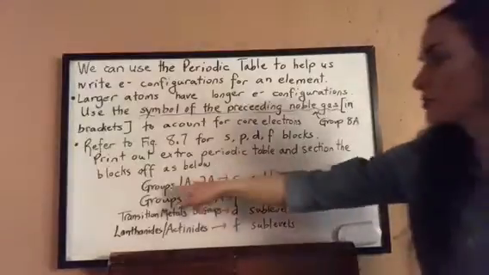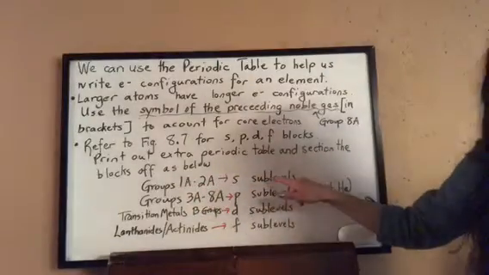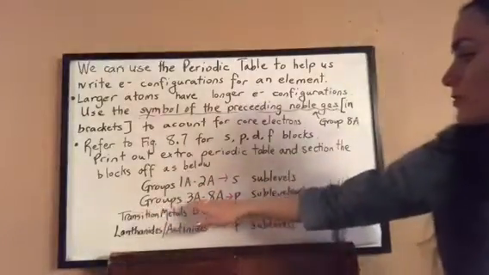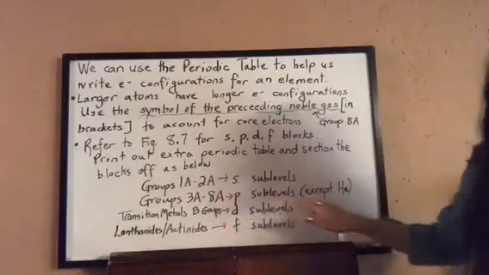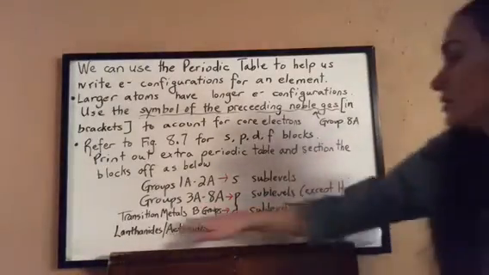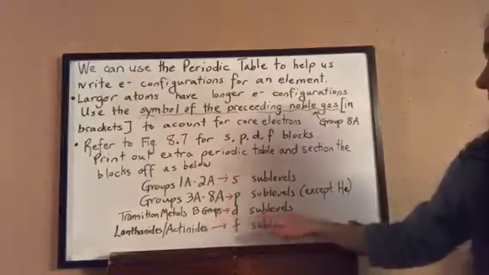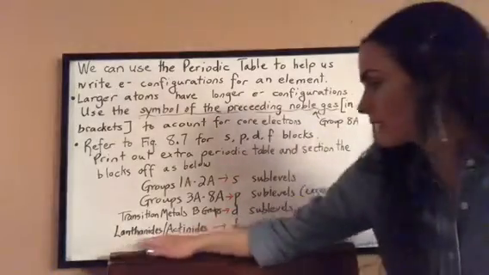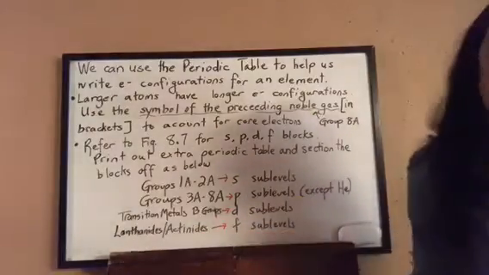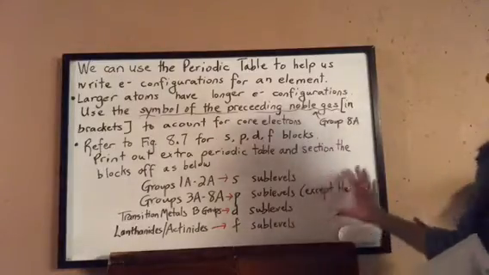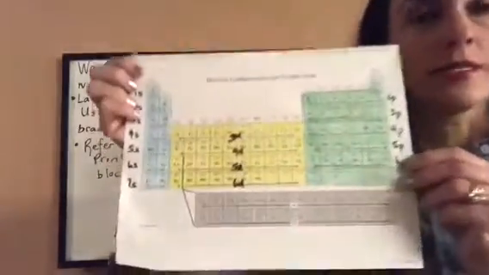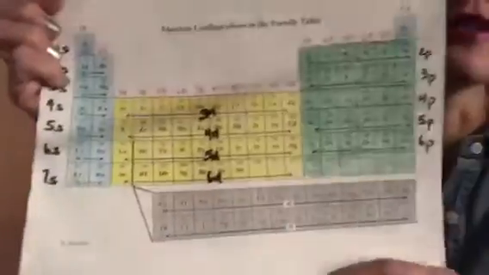Now, I also wrote that over here. Groups 1A and 2A, they're your S sublevels. Groups 3A to 8A are your P sublevels, except helium. Your transition metals, your B groups, are your D sublevels, and your lanthanides and actinides are your F sublevels. So what I have written here is what I was saying to designate here. Now let me show you something real fast.